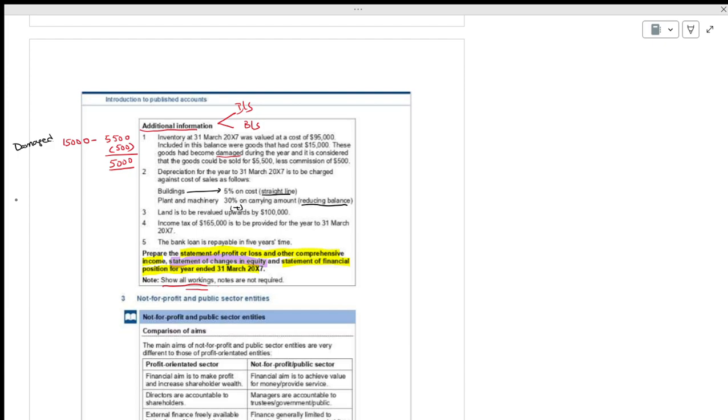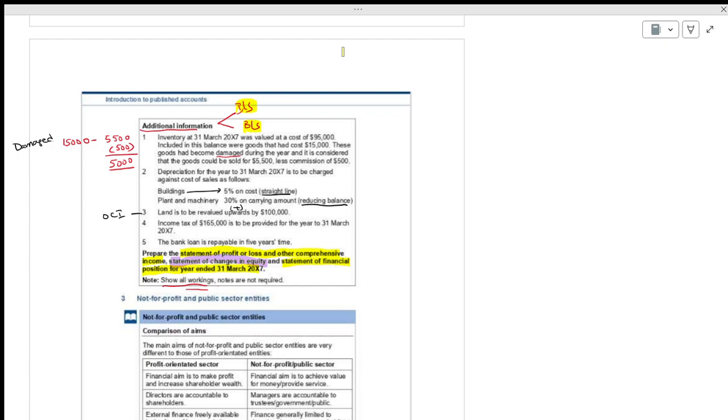Land revaluation comes in other comprehensive income. This is not a regular income, not a business income, not an operating income. That is the range, and we have to show it in other components. Income tax of 165 to be provided for the year. The bank loan is repayable in 5. We will talk about income tax and the bank. The only thing we have to mention is that it has to be in the income statement and in the balance sheet. Two places we have to show. This is the first thing.